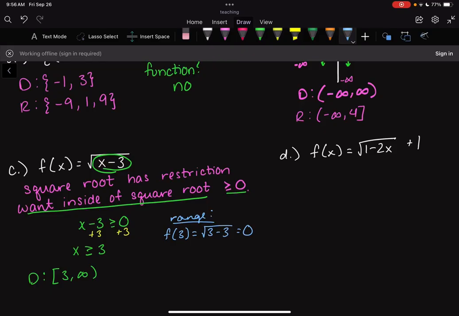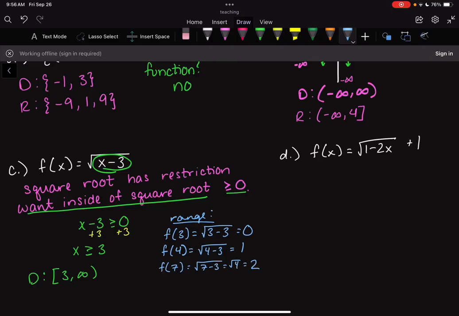So let's see what happens if I plug in bigger than 3. So I'm kind of working through my domain a little bit, like seeing what happens if I plug in bigger. Okay, if I plug in bigger, it goes up a little bit. It goes up to 1. What if I plug in, let's think of something. What if I plug in 7? So I get square root of 4, so that's 2.